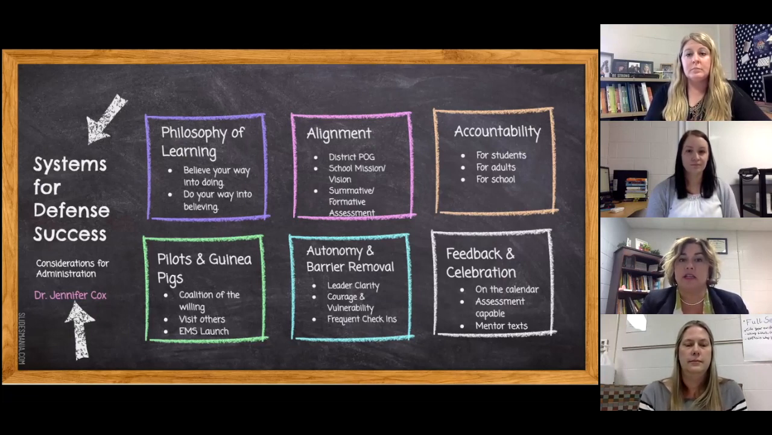Alignment is the next issue you have to consider. How does what you're doing at the school level align to your district profile of a graduate, the school's mission and vision, and then of course any summative and formative assessment that's going on at the classroom level? There needs to be accountability for all levels. There needs to be an accountability system for students to the adults, for the adults to the school as a whole, and for the school to the district mission.